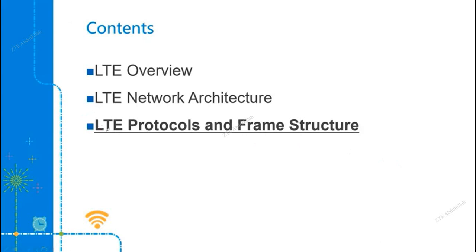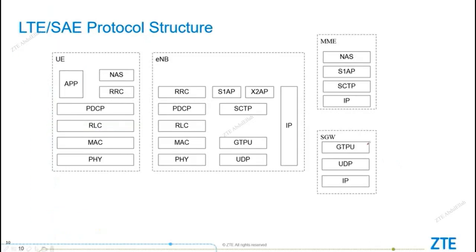Now let's see the third part, LTE protocols and frame structure. Okay, this is the LTE and SAE protocol structure. LTE you can think of as just like wireless, and SAE you can think of as just like core network. So that means this protocol is between wireless and core network. Okay, we can see this picture. It has three parts. The first part is UE, the second part is eNodeB, the third part is core network, including MME and SGW.